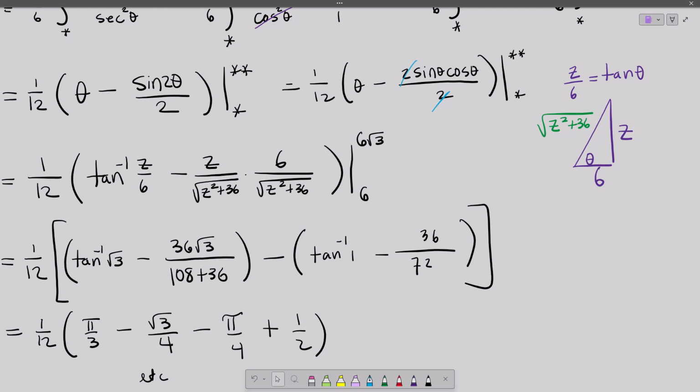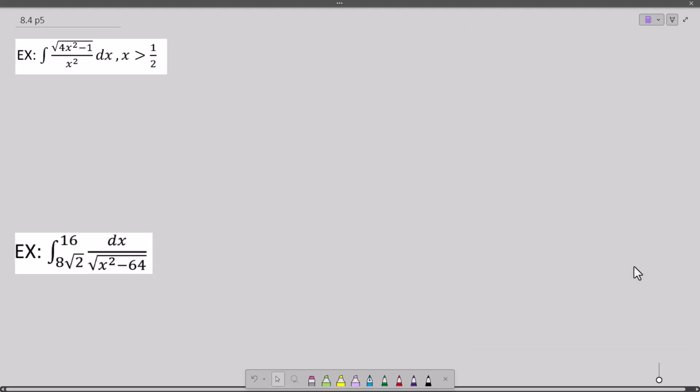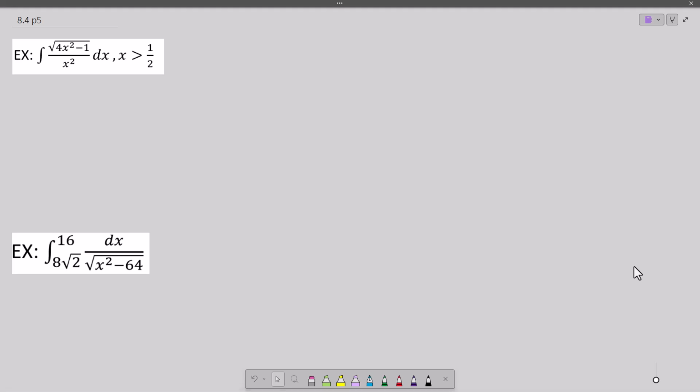Yeah. Hardest part of this chapter is definitely trigonometric substitution. It is time consuming, and there's a lot of ways you can get sucked into Mordor.